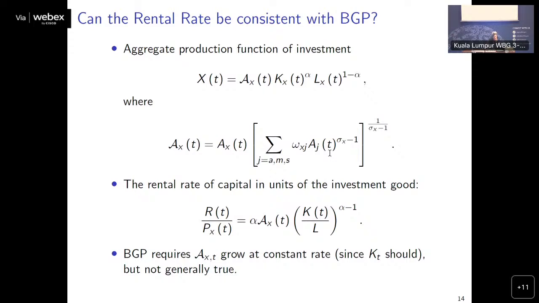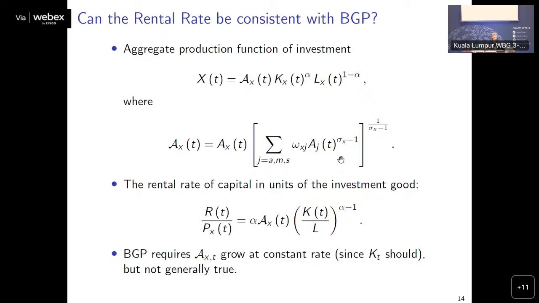The second thing is, what's the rental rate in units of the investment good? Well, here you see the price of investment showing up again, and you already sort of showed that that's going to be moving around in a weird way because of structural transformation. So you can solve that, you get this aggregate production function, but this script X is again driven by structural transformation. Okay? So neither of those are generally going to hold.